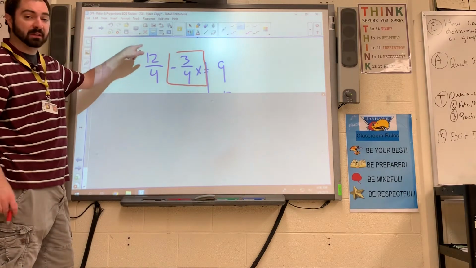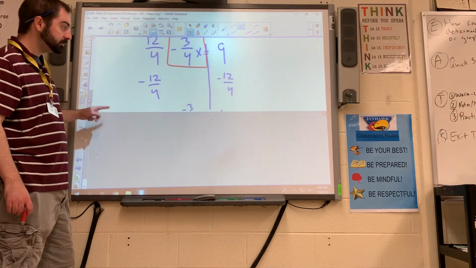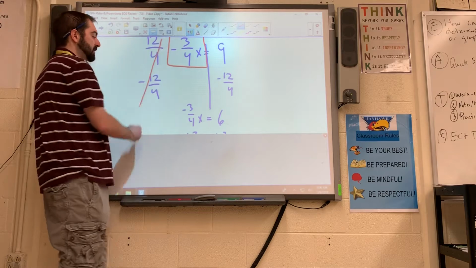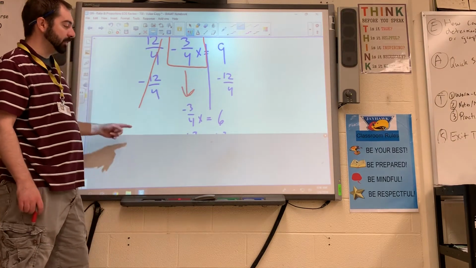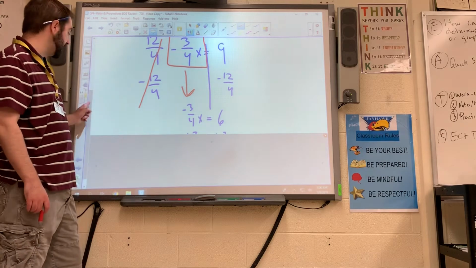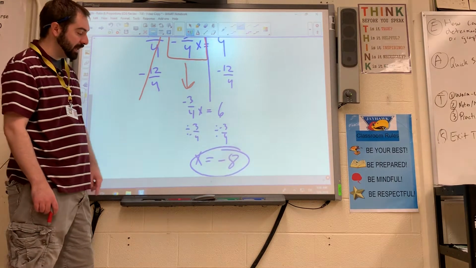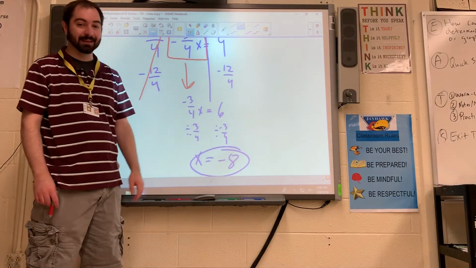The first step, I have this positive 12 over 4, so I subtract 12 over 4. 9 minus 12 over 4 is 6, and then the other side will cancel out. I'm going to drop down my box. -3/4 times x is the same as 6. Well, I said times -3/4, so the last step would be to divide by -3/4, and 6 divided by -3/4 is -8.